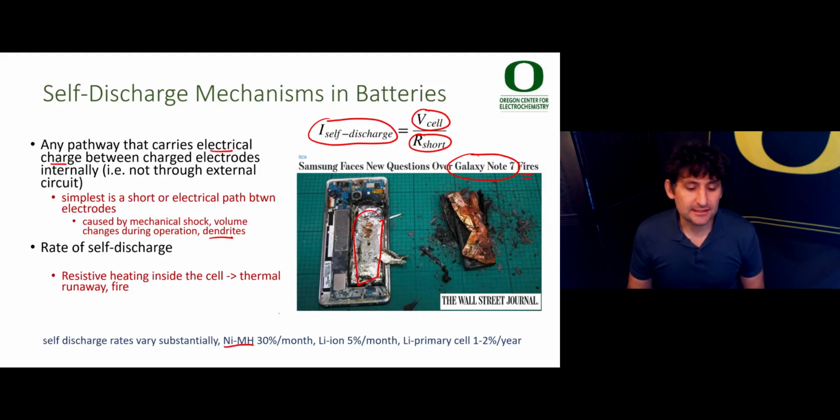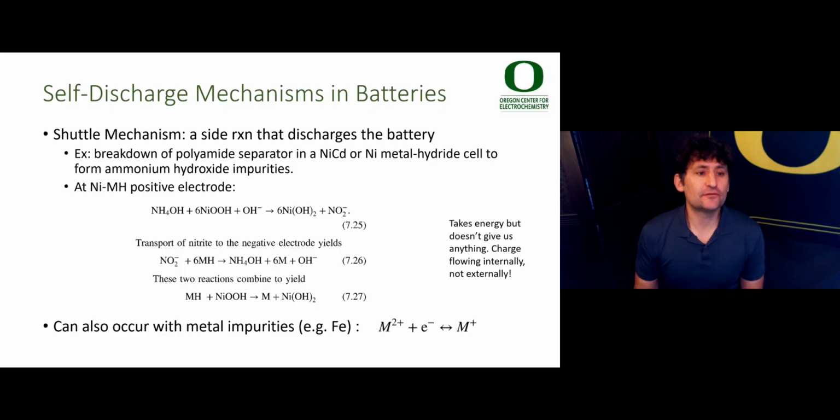Nickel metal hydride, that's an aqueous battery technology, relatively low voltage, below 2 volts. It's about 30% per month. Lithium ion battery, state-of-the-art batteries, less than 5% per month. And then these lithium primary cells, which are non-rechargeable, can be as low as 1%. What are some mechanisms of self-discharge?